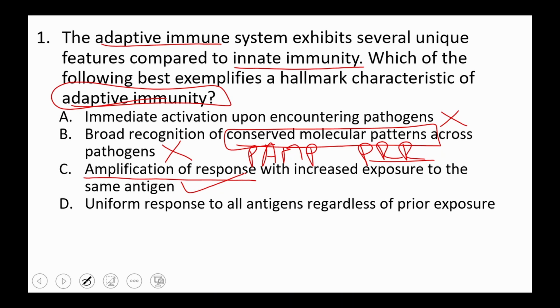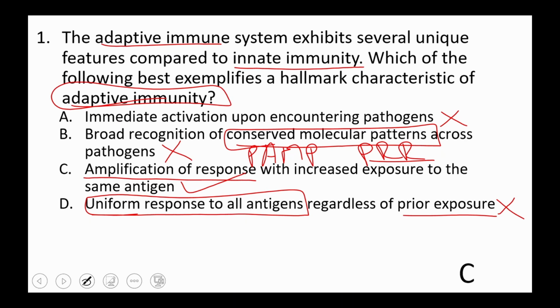And the last one is uniform response to all antigens regardless of prior exposure. So uniform response to all antigens is a generic response, which is a feature of the innate immunity. Innate immunity has a generic response to all types of antigens. But in case of adaptive immunity, it has specialization. For different sets of antigens, there are different responses. So this is not a feature of the adaptive immunity. Rather, it's a feature of innate immunity. Let's see. So C is the right answer.